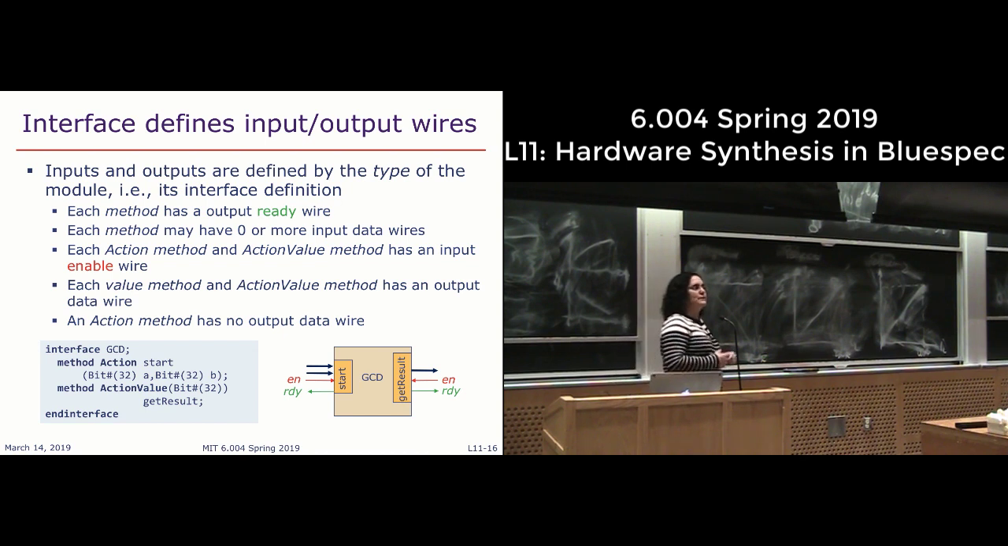So if we look at our GCD example, we see that it follows all of these rules, right? Both our start and our get result have a ready signal. Because both of the methods are action methods, they each have an enable signal. The start method has arguments, and so it has input data coming into it. And the action value method produces an output, and so here we see the output. Okay? So just from the specification of the interface, we're able to draw this picture showing exactly what the inputs and outputs look like.